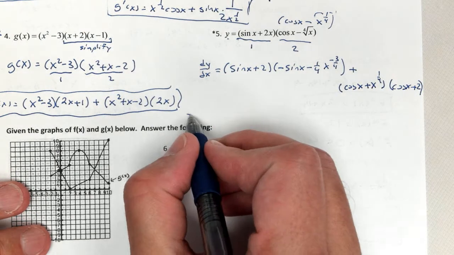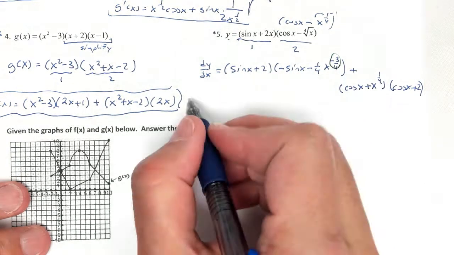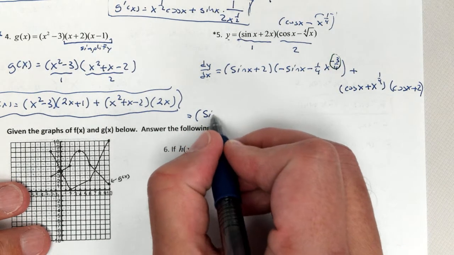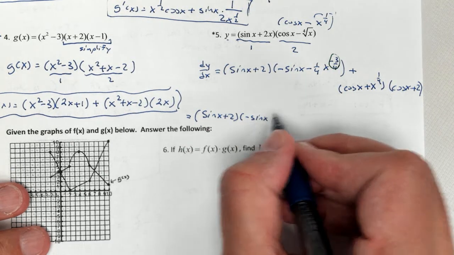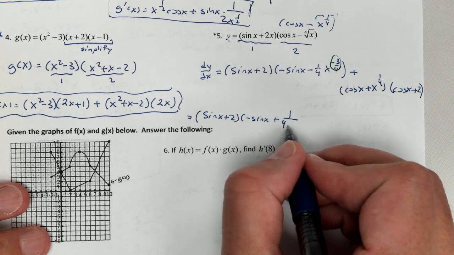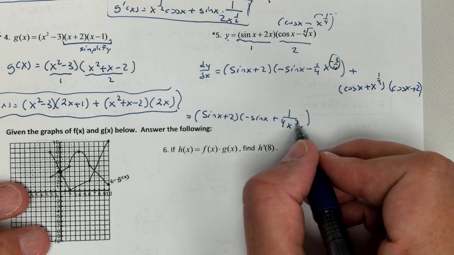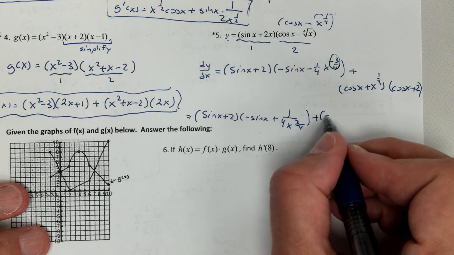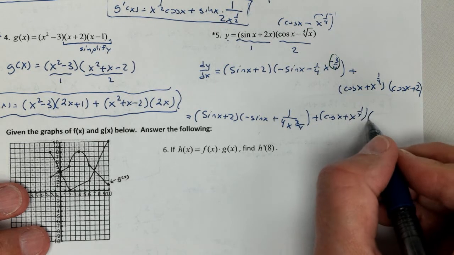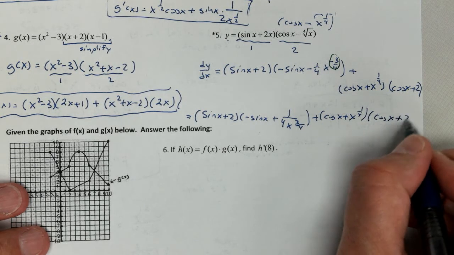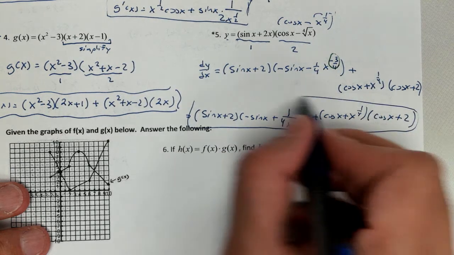But we're not done, because remember, we don't like this negative exponent. So now I'm going to rewrite the whole thing just to get rid of that. Sine x plus 2, negative sine of x, plus this becomes 1/4 x to the 3/4, plus cosine of x plus x to the 1/4 times cosine of x plus 2. I mean, that is awful looking.